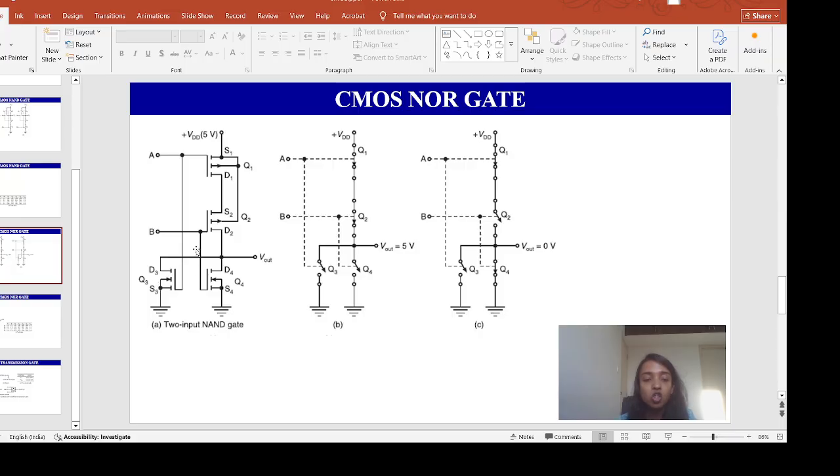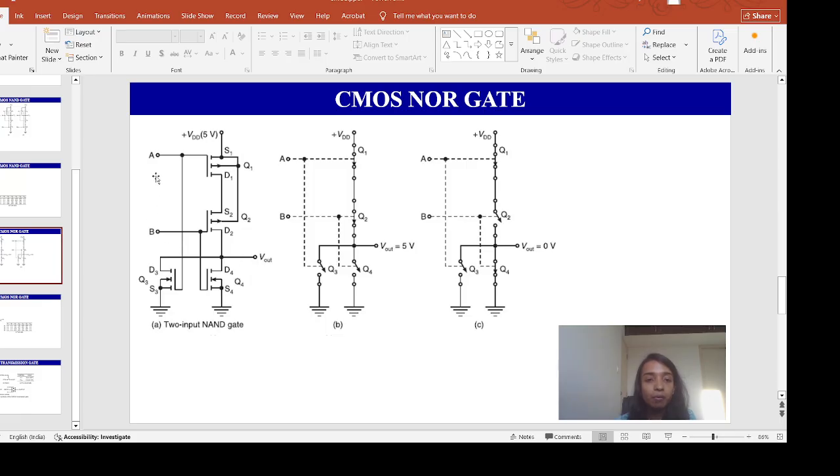these two NMOS transistors Q3 and Q4 are connected in parallel. So when A equals 0, B equals 0, VGS1 and VGS2 both will be minus 5 volt, right? And VGS3 and VGS4 both will be 0 volt. Okay, so in this condition Q1 and Q2 will be on and Q3 and Q4 both will be off. So this equivalent circuit is shown in the figure. In this condition output will be plus 5 volt, right?